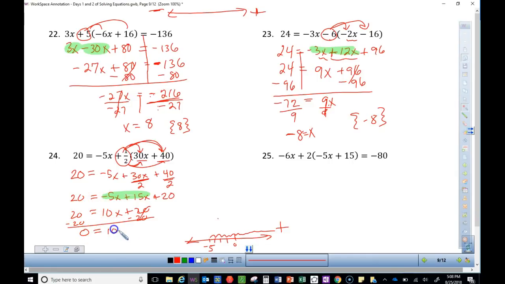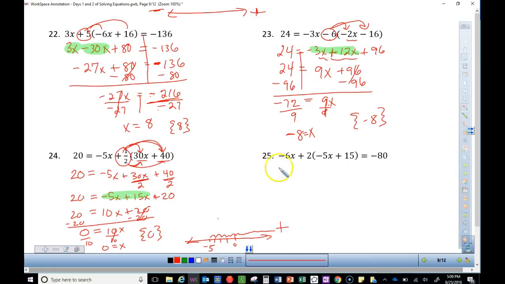0 equals 10x. Okay, so then we'll still have to divide to get that 10 off of there. So 0 divided by 10 is going to equal 0. So 0 is an answer too. Some people accidentally say no solution when they see 0. So remember, 0 is a number.